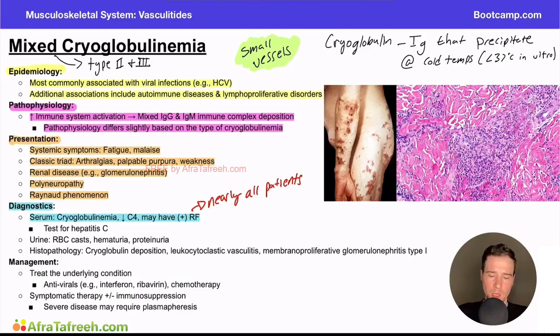Now, also important to note that these patients need to be tested for hepatitis C, right? You need to check their antibodies and see if they have this infection. Why? Just think back to the epidemiology here. This is most commonly associated with the hepatitis C infection.